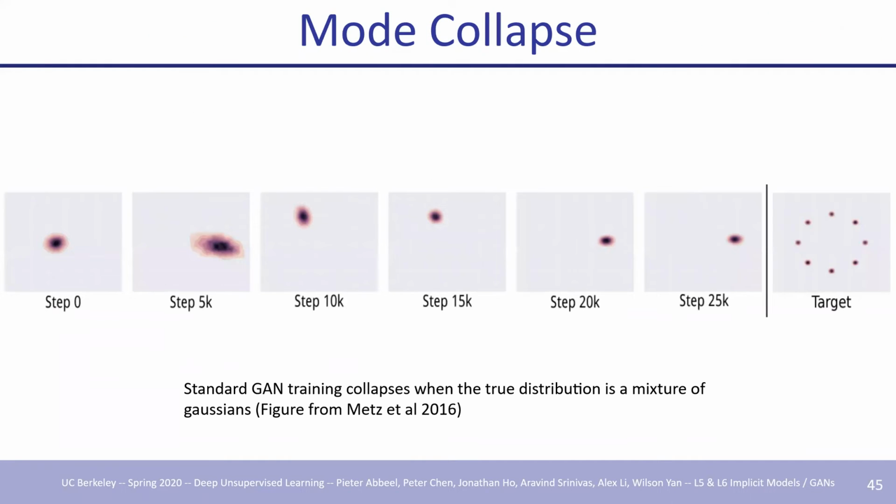Okay. So this brings us to mode collapse, which we'll also get into a little bit more down the line, and how to fix it. But this is just one of the famous problems with GANs. It's mode collapse.